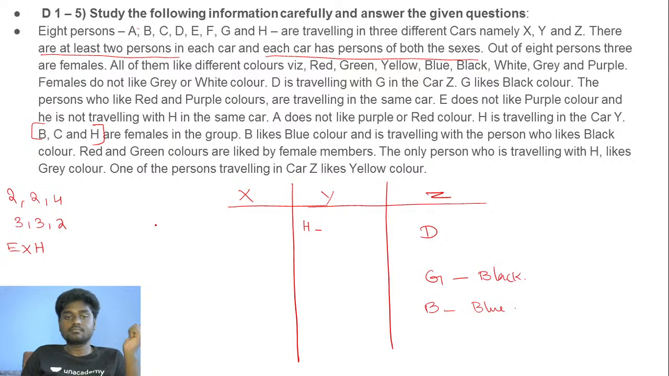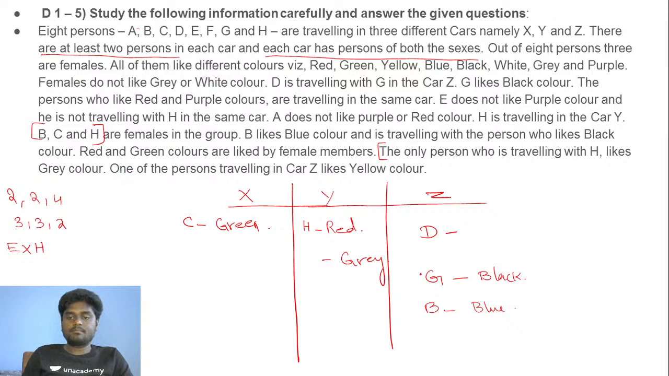Okay. Red and green are liked by female members. Okay, so definitely H should like any one out of red or green. Okay, so if that is the case, let me put H to be red. So if H is here, then definitely C should be here, who will be liking green, right? The only person who is traveling with H likes gray color. So listen carefully. This gives you a lead. The only person who is traveling with H, so definitely this person likes gray. And you know the fact that females do not like gray or white. Okay, right?